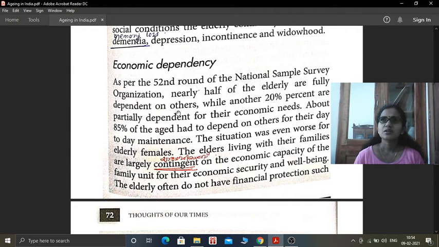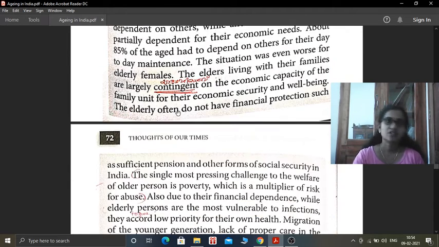So probably in that situation, that family man will console, oh my god, what a contingent expense it is. So this is how they believe. They won't consider, "Oh, this is my mother or father, they have taken care of me, that is why I'm standing like this." They won't consider all these things at that time. They will consider them, okay, it is a burden for them. This is happening. This is the truth. The elderly often do not have financial protection such as sufficient pension and other forms of social security in India. So they do not have financial protection.